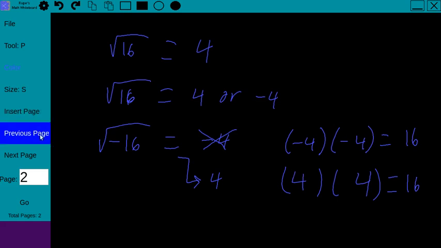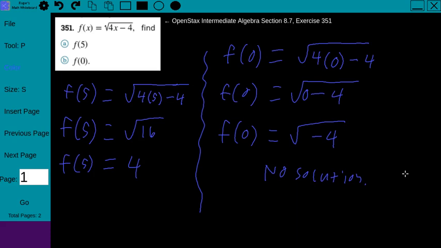So anyway, that is the solution to this problem.